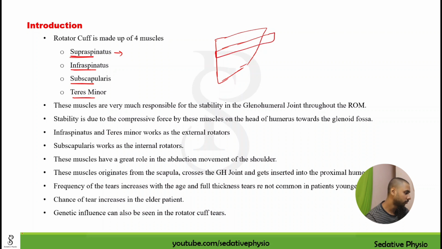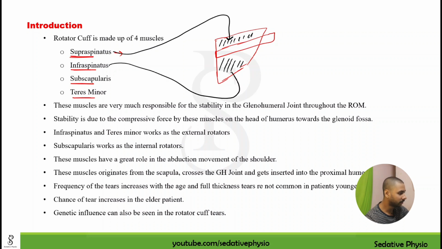For example, this is your spinous process, right? And we are visualizing the dorsal aspect of the scapula. Now the area above the spinous process is called the supraspinous fossa, and the supraspinatus muscle is present here. Next, the area below the spinous process is called the infraspinous fossa, and the infraspinatus muscle is present here. Now the teres minor muscle is also present at this location, right?